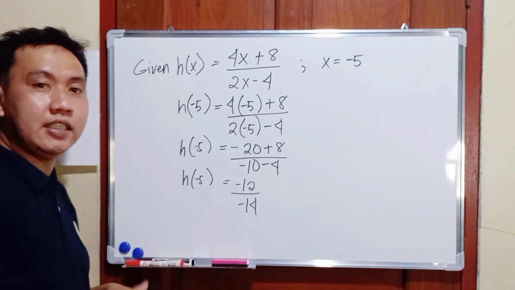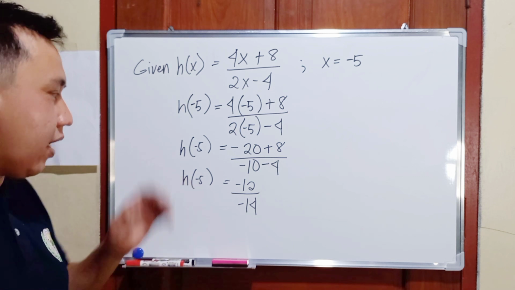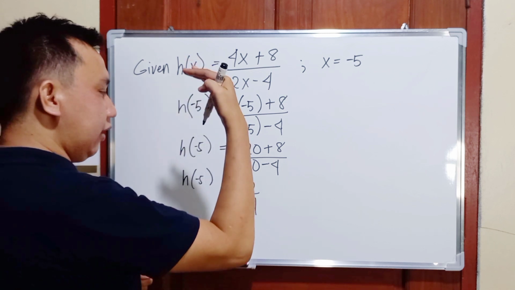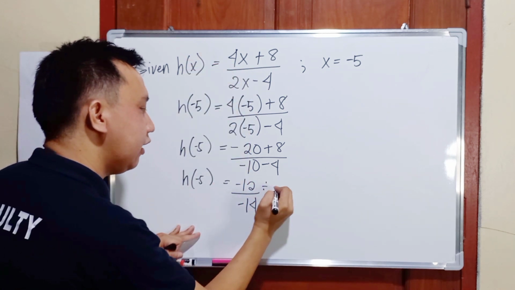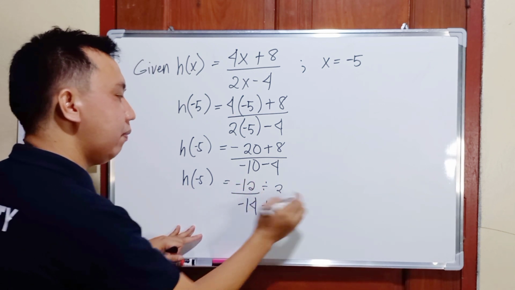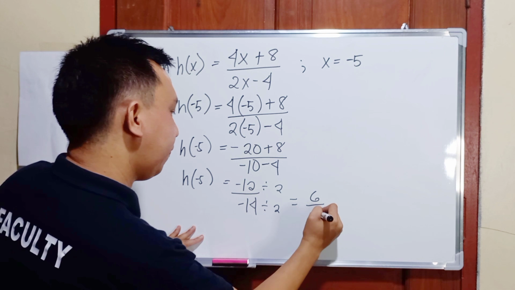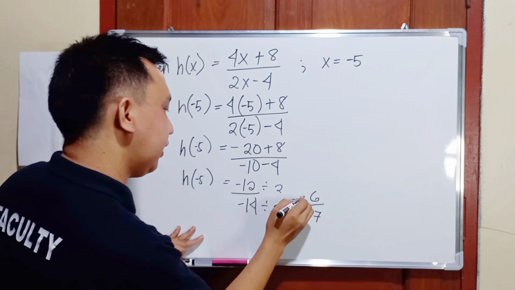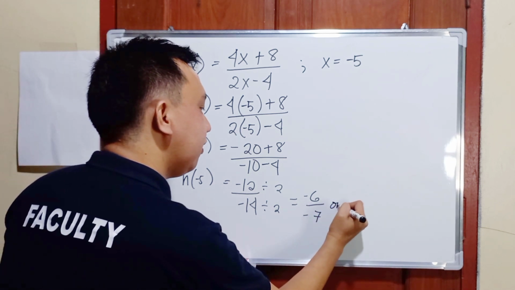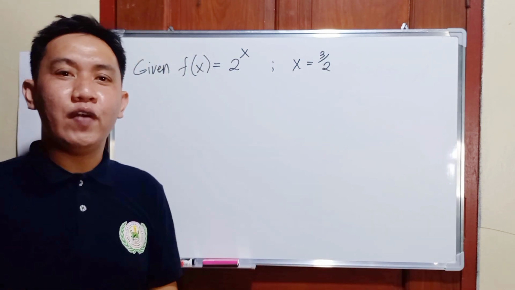So we can still simplify this to lowest term by finding the greatest common factor. So their common factor is 2. We can divide both the numerator and denominator by 2, so that we can reduce this to lowest term. So 12 divided by 2, that is 6. 14 divided by 2, that is 7. So negative 6 and negative 7. Or, pwede rin 6/7. So this is now our last example.